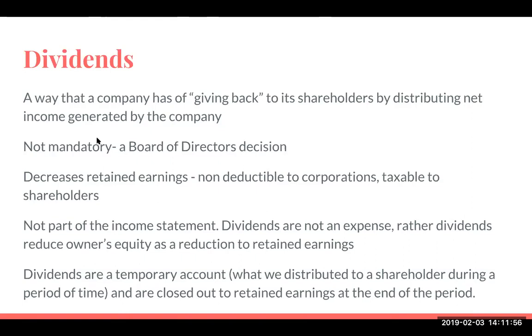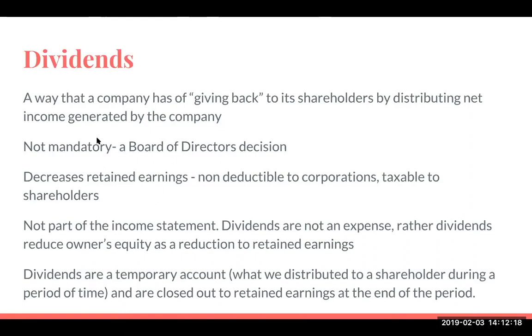Dividends do decrease retained earnings. And if you think about our statement of retained earnings, we have beginning retained earnings plus net income minus dividends gives us our ending. It's non-deductible for tax purposes to corporations, and it is taxable to shareholders. And that may have changed under the tax law, but that was the tax law pre-2018.